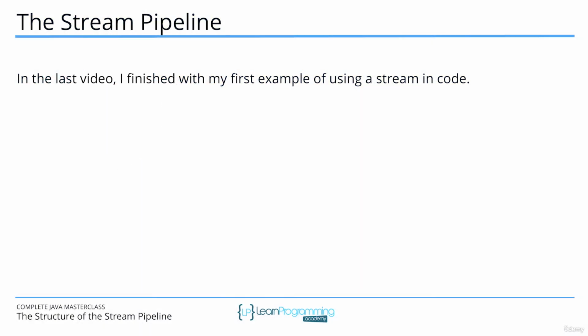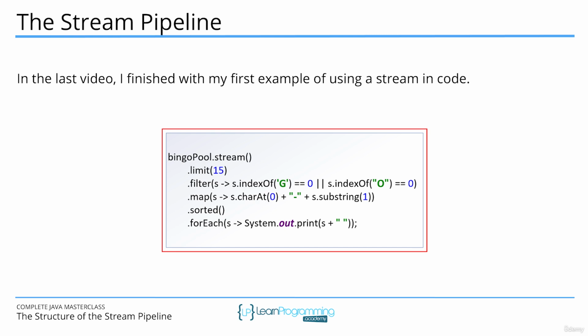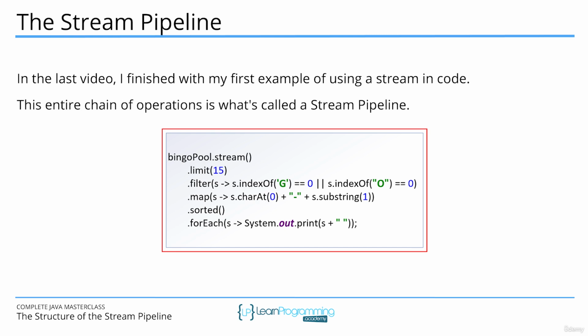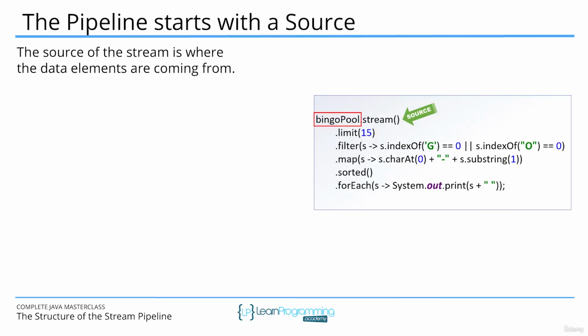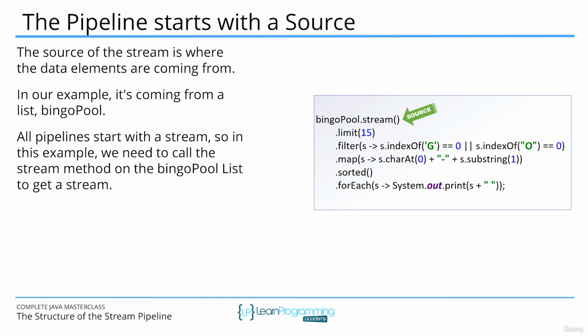In the last video, I finished with my first example of using a stream in code. I'll display it here on the slide. This entire chain of operations is what's called a stream pipeline. The source of the stream is where the data elements are coming from. In our example, it's coming from a list, bingo pool. All pipelines start with a stream, so in this example we need to call the stream method on the bingo pool list to get a stream.